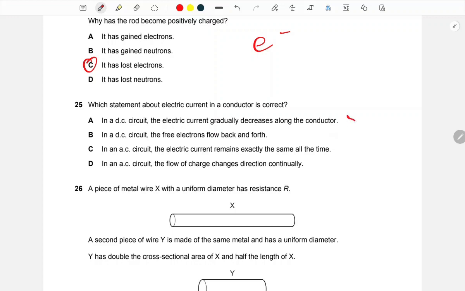This is not correct. In a DC circuit, free electrons flow back and forth. Now their movement is not going to be back and forth. It's going to be in one straight flow, not back and forth.